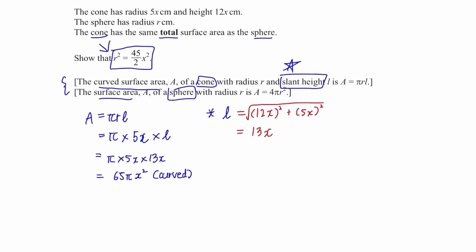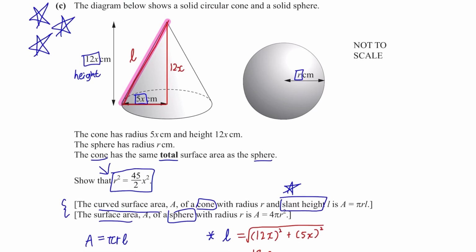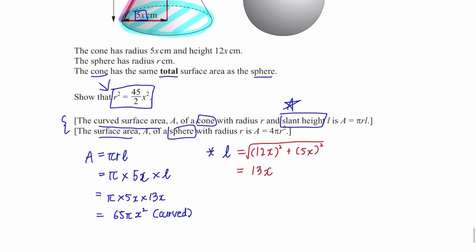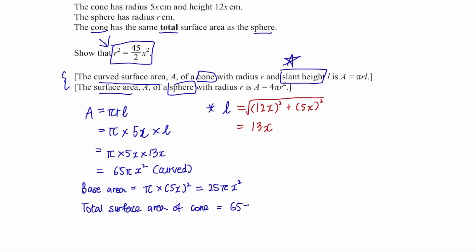This just stands for the curved surface area, and a cone is made of a curved area and a circular base. So now you need to find the area of this circle and add them together. A lot of people make mistakes in finding the surface area of a cone, so be careful. This is the final total surface area of this cone.